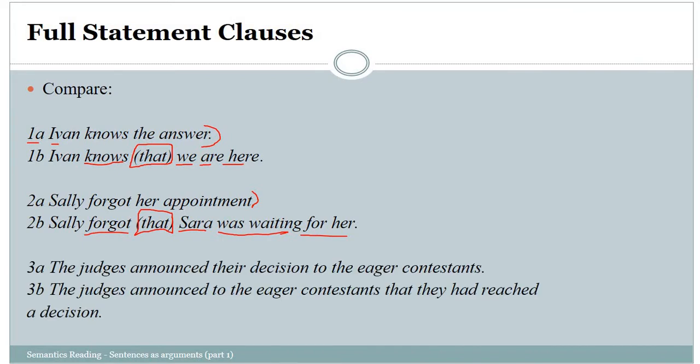And as the last example for this part, the judges announced their decision to the eager contestants. Okay, you can see that there is no embedded clause here. But in 3b, the judges announced to the eager contestants that they had reached a decision. Again, you can see after that connector, there is a subject, verb, and an object. You can see a full statement as a clause. I mean, here we have a full sentence as a clause of another sentence actually. So these are called full statement clauses.